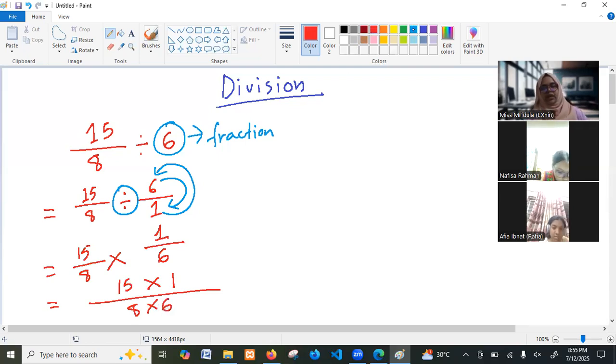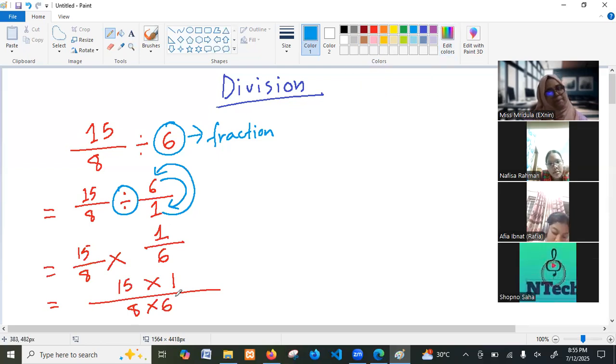So now I have the multiplication 15 times 1 and 8 times 6. So what can I cut out? We cannot cut it. Can't we divide both 15 and 6 by 3? Right? 3 fives are 15 and 3 twos are 6. So I can cut it out. My common divisor is 3. If I divide 15 by 3, I get 5, and if I divide 6 by 3, I get 2. So I can't do any more. Now I can simply multiply. 5 times 1 is 5 and 8 times 2 is 16. So this is my answer.